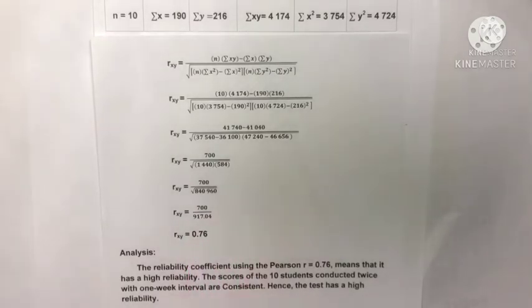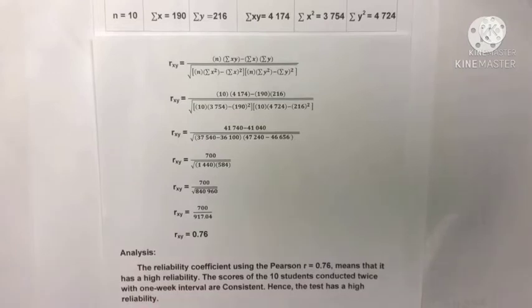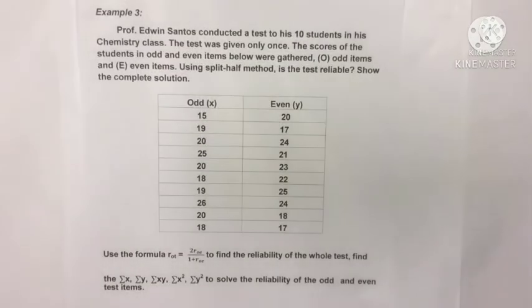So for the analysis, the reliability coefficient using the Pearson r is equal to 0.76, which means that it has a high reliability. So the scores of the 10 students conducted twice with 1 week interval are consistent. Hence, the test has a high reliability. Let's proceed to example number 3.